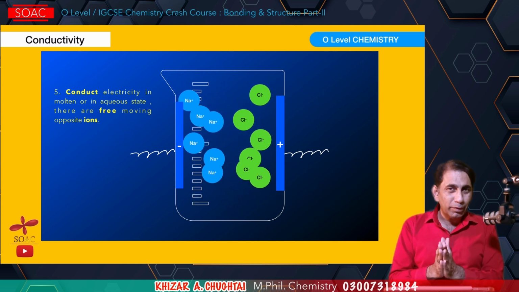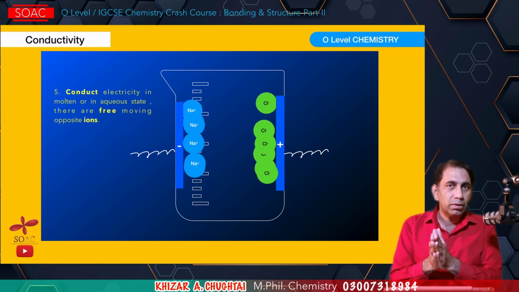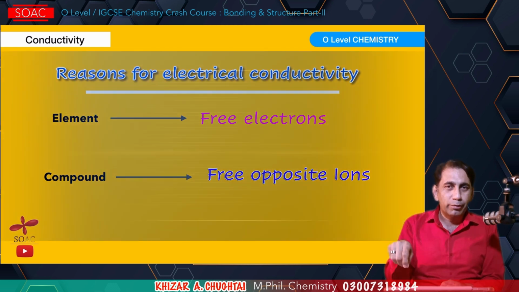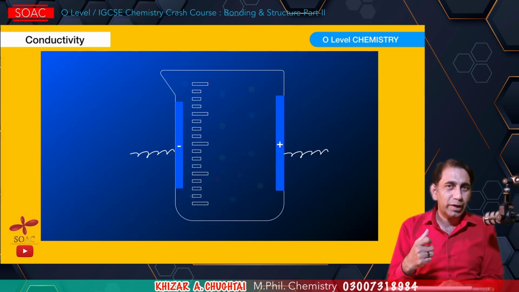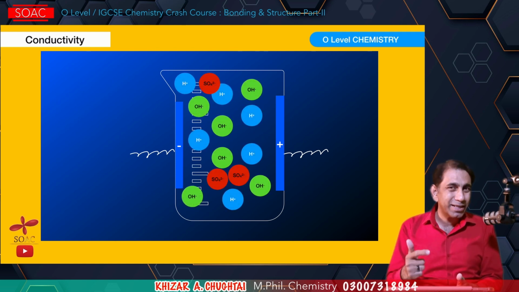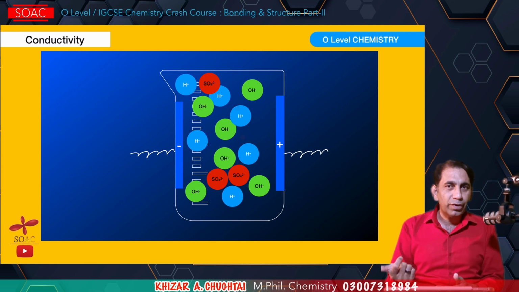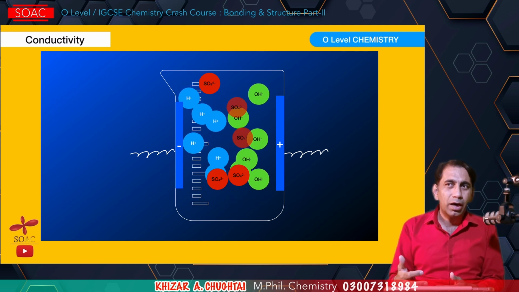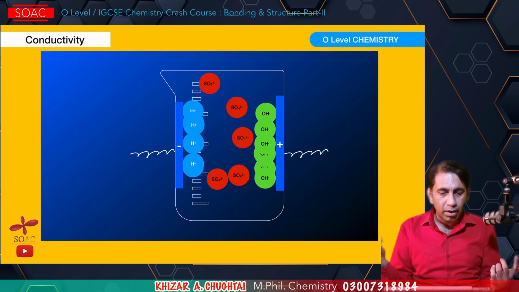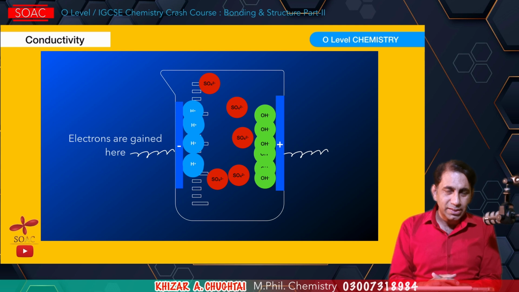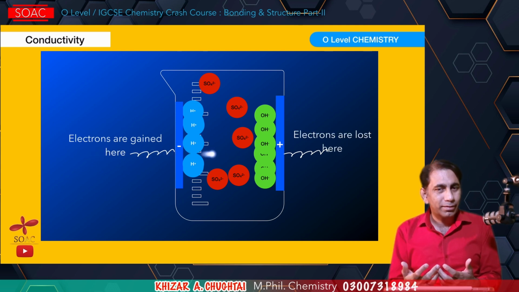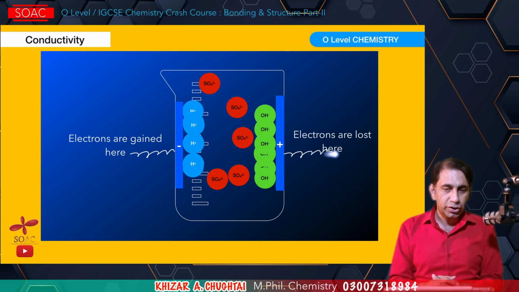So if the compound has ions, even if you are not dealing with an ionic compound, it can conduct. For example, making an aqueous solution of sulfuric acid. H2SO4 is not an ionic compound. It's a covalent compound. HCl is not an ionic compound. HNO3, all acidic solutions are basically covalent compounds. Even then, they have free opposite ions in the solution, so they are good conductors of electricity. They can conduct electric current appreciably.